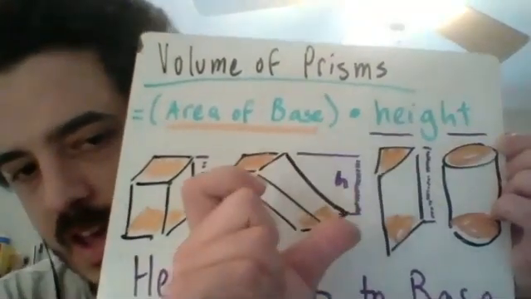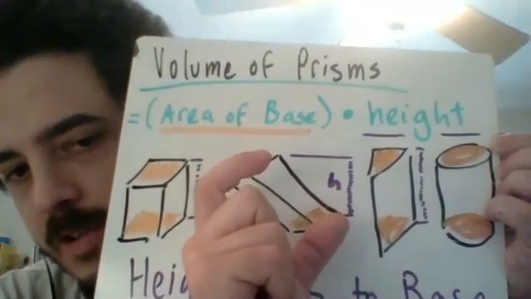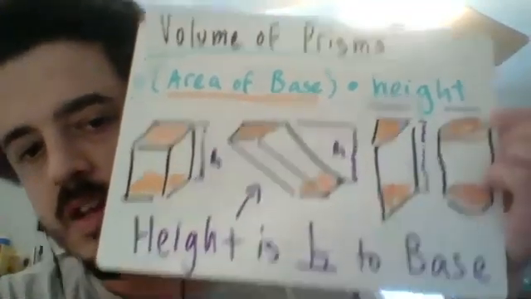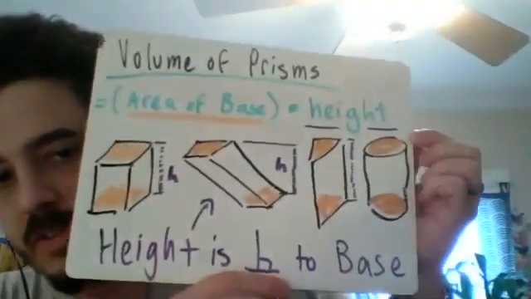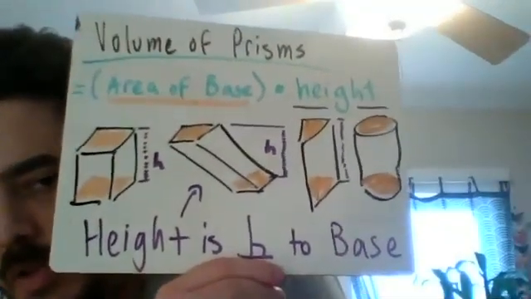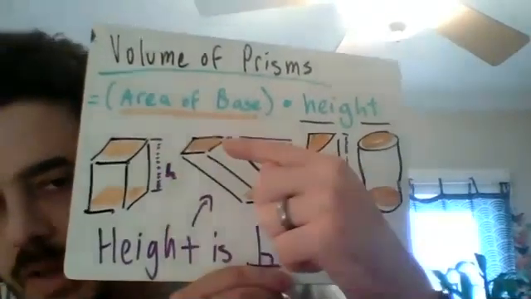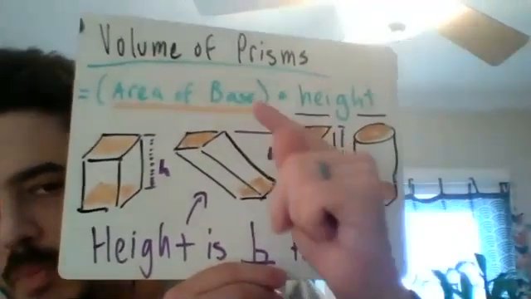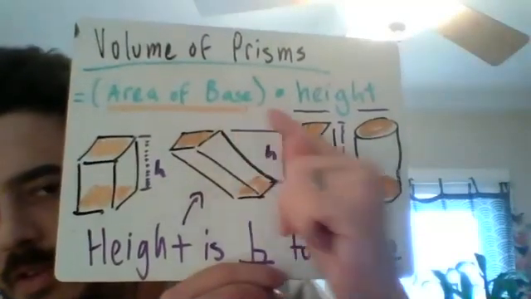So even though this has a slant height, we do not measure this side as the height. Instead, we take just the vertical distance, as long as it's perpendicular to the base. So even though all these shapes are different, we have a square, parallelogram, triangle, circle, in every case, to get the volume, we need to get the area of the base and multiply it by the height.